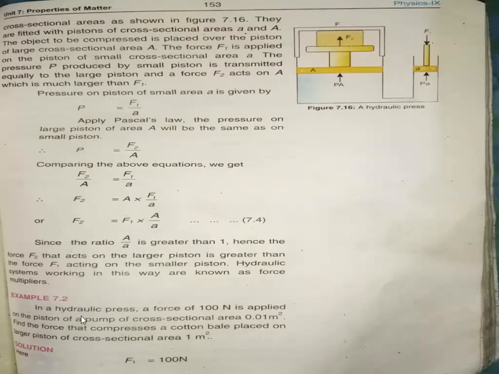So first of all, I will write the given data. Force F1 is given to me as 100 Newton, which is applied on the piston of the pump of cross-sectional area, and its area small a is 0.01 meter square. Next, capital A is also given to me, which is 1 meter square, and in this numerical, I want to find out F2 by using this formula.